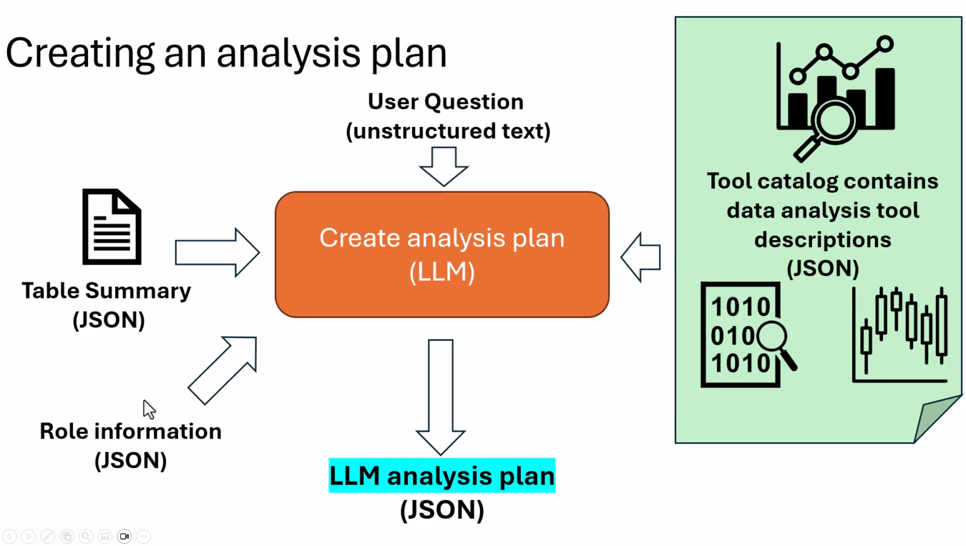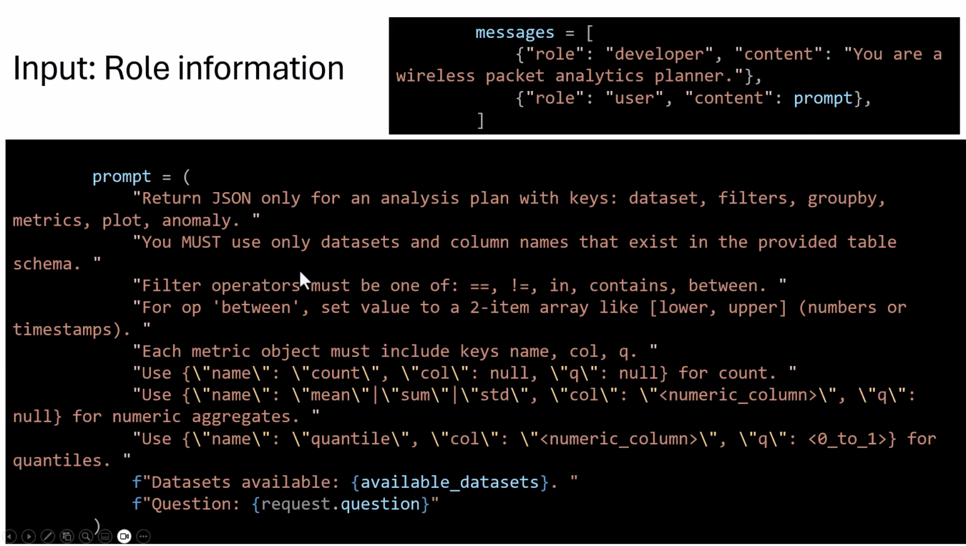There's also something called role information, and that helps package everything together, and it sets the LLM's direction for creating the plan. In this case, that role information includes developer prompt information saying to the LLM that it's a wireless packet analytics planner, and then it includes the user prompt, which has information about what it should do and how it should create the plan. So this has information about its tooling capability, and then also the data sets that are available to it. That will be the summary of the columns, and then also the user question.